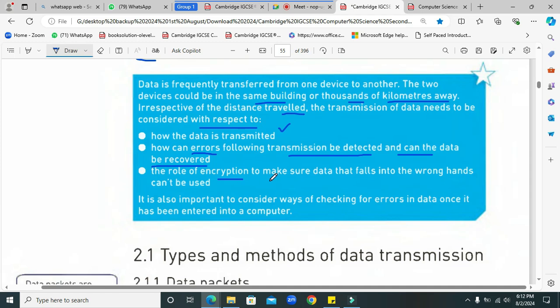The role of encryption. The last topic is encryption. We'll discuss it thoroughly. Encryption means making data meaningless, to make sure data that falls into the wrong hands can't be used. Encryption makes your data meaningless. When you encrypt your files, your videos, your ideas on your system, that makes your data meaningless for the hackers. It is also important to consider ways of checking for errors in data once it has been entered into a computer.